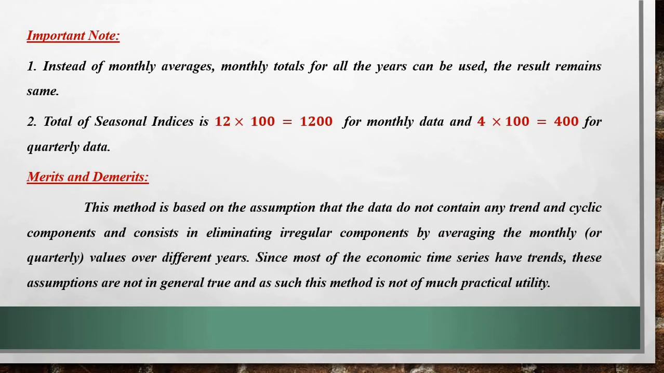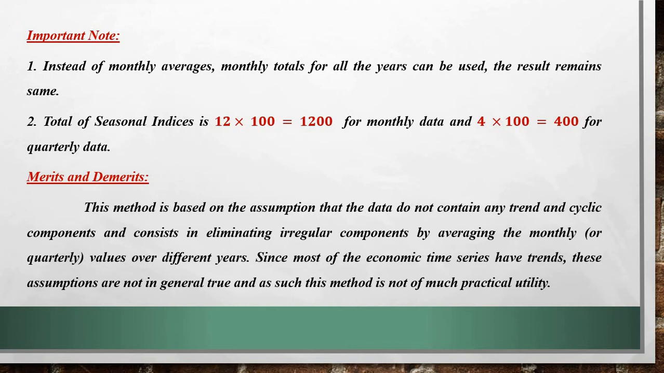Instead of monthly averages, monthly totals for all the years can also be used. The result remains the same. Total of seasonal indices is 12 into 100, that is 1200 for monthly data, and for quarterly data 4 into 100 equal to 400.